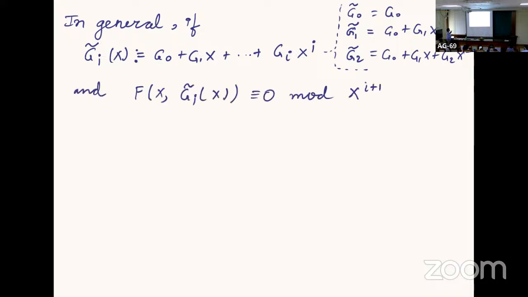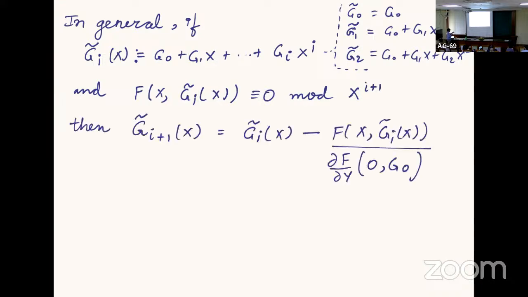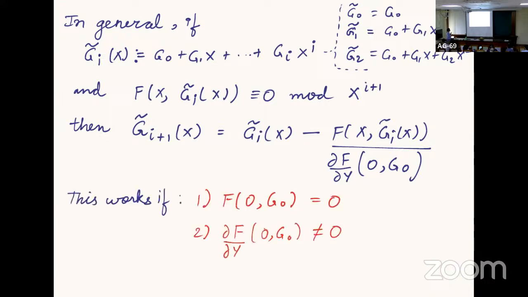So in general, this works for every iteration. If you have coefficients till degree i, then you can get the degree i plus 1 coefficient by using the same expression. And the important point is the denominator stays the same. And it is a constant, but we don't know if it's non-zero. So now there are two requirements. This works if you have your hands on a starting point, which is the root, which is this g0. And you should ensure that the denominator is non-zero, right?